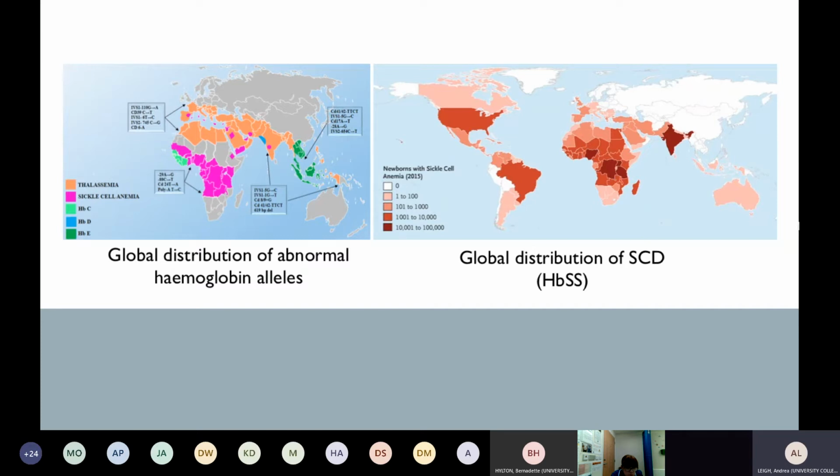As you can see from this chart on the left, the thalassemia genes tend to cluster around the Mediterranean, the Middle East, and into the Indian subcontinent. But we do see sickle cell from India as well. On this side, this shows where there's high incidence of sickle cell disease.